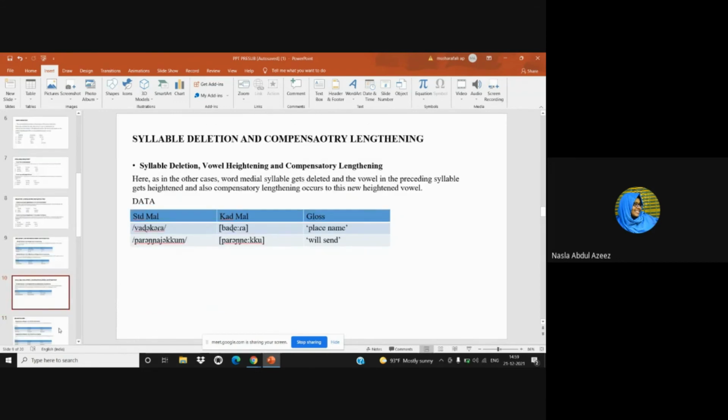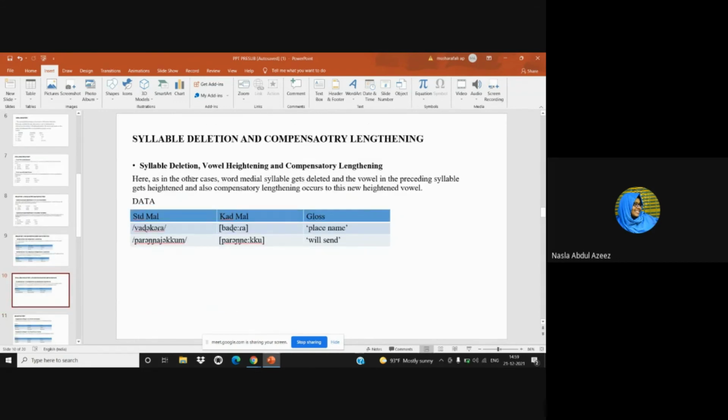Then syllable deletion, and in the previous slide it was about vowel backing, now it is about vowel heightening. Here the syllable k gets deleted and the central vowel gets heightened and becomes a mid-high vowel, and it becomes vadera. Vadakara becomes vadera.